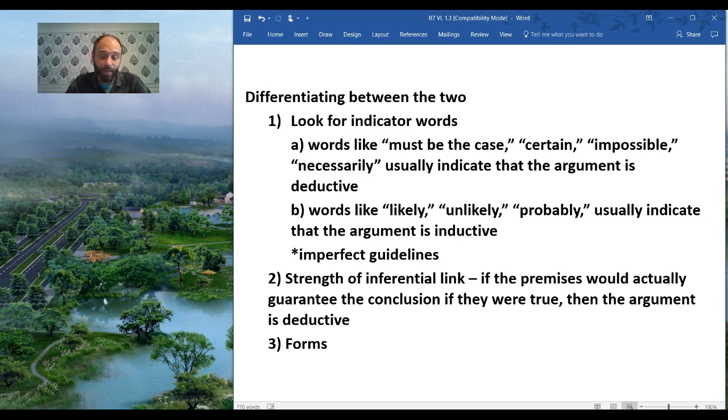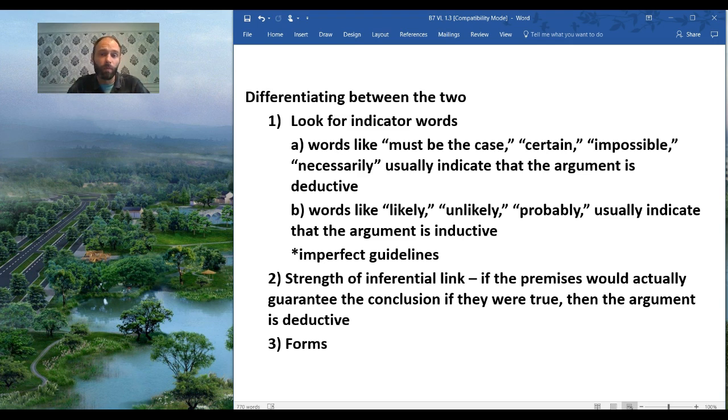If it's not the case that the truth of the premises would guarantee the truth of the conclusion, we could be looking at an inductive or a deductive argument. We'd have to get into it a little more and use some other tools to determine which type of argument it was. But if the truth of the premises would actually guarantee the truth of the conclusion, we know the argument is deductive.